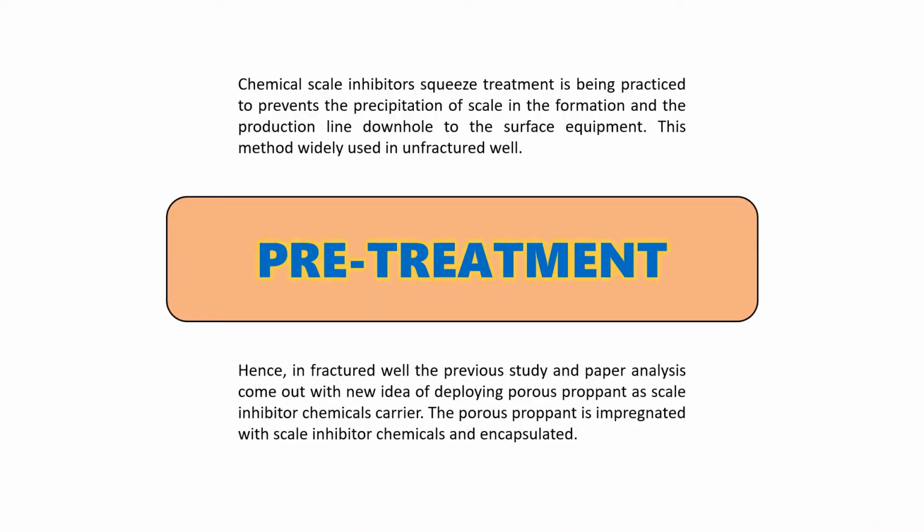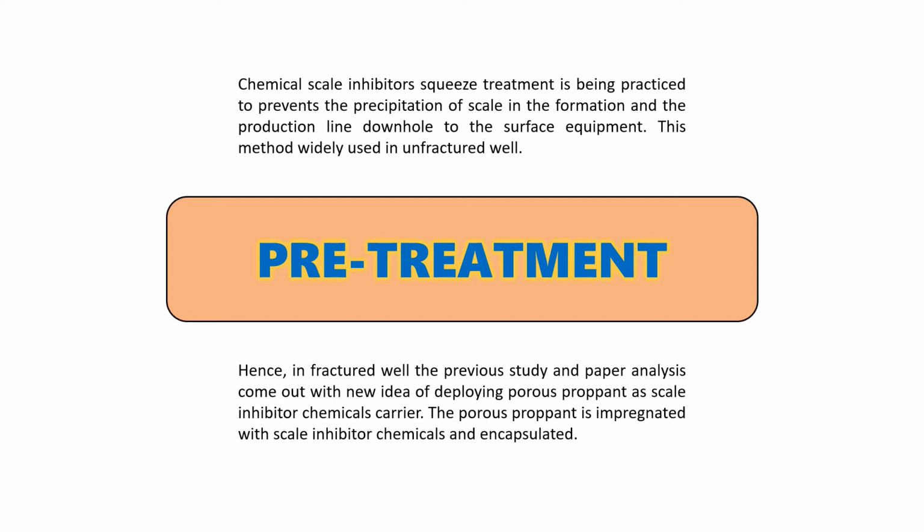In a conventional reservoir, chemical scale inhibitor squeeze treatment is being practiced to prevent the precipitation of scale in the formation and the production line, from downhole to the surface equipment. This method was used in unfractured wells, but nowadays oil and gas have become one of the important elements to many industries, especially heavy and automobile industries, as well as the oil and gas industry itself. Oil and gas contribute a large percentage of the world's energy utilization.